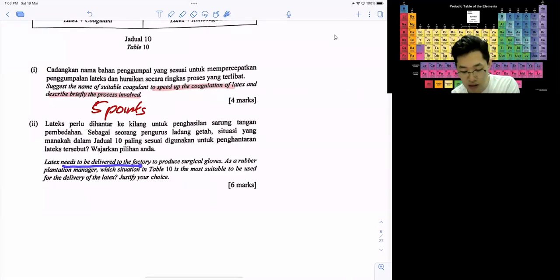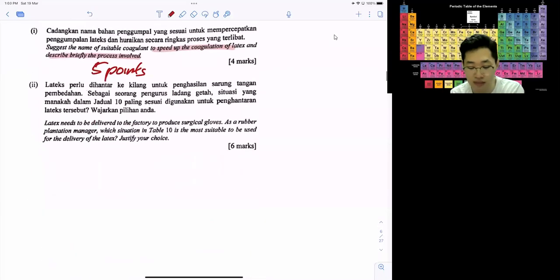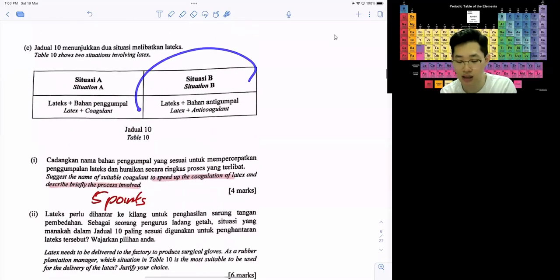Latex needs to be delivered to the factory to produce surgical gloves. As a rubber plantation manager, which situation in the table is more suitable to be used for the delivery of latex? Justify your choice. Of course, situation B. Why situation B?